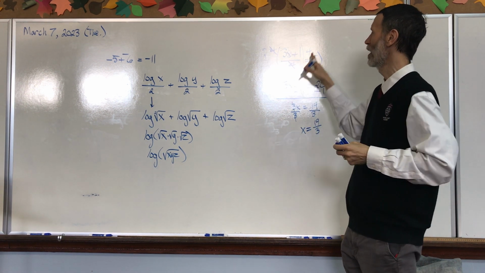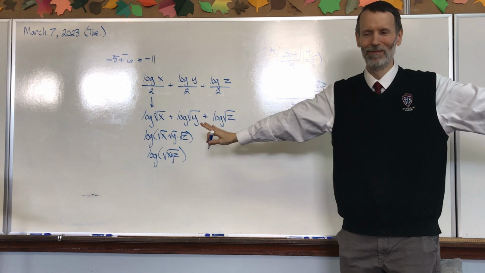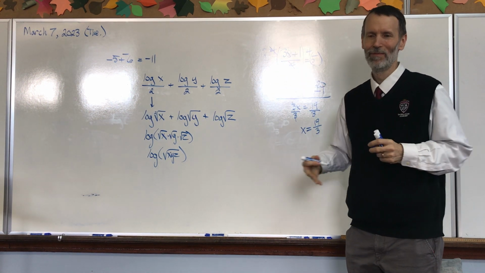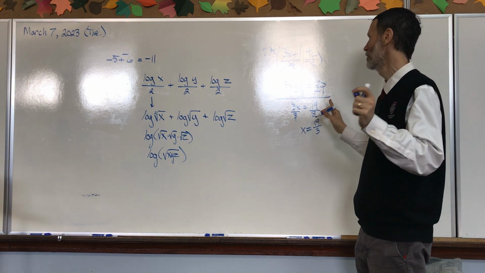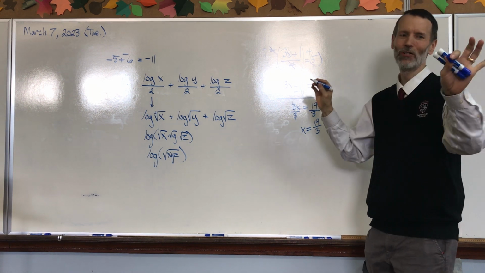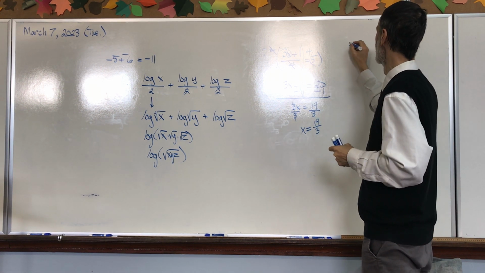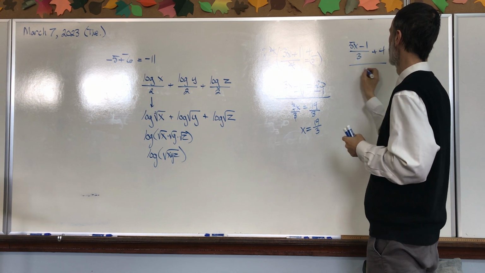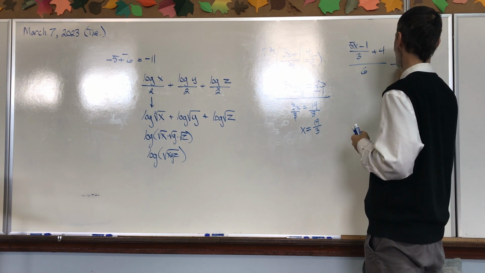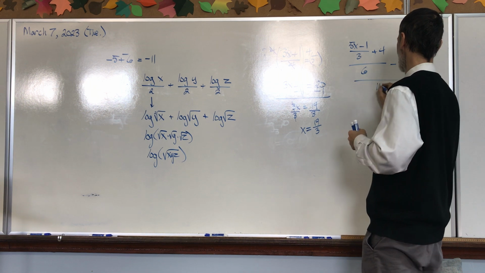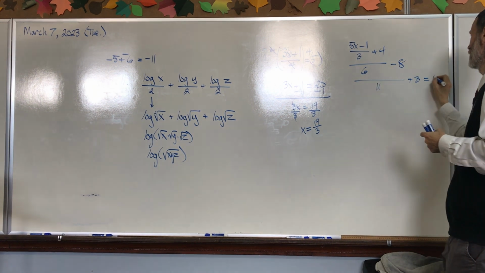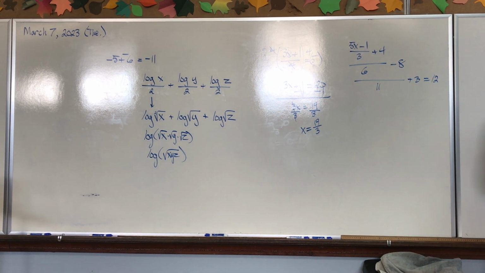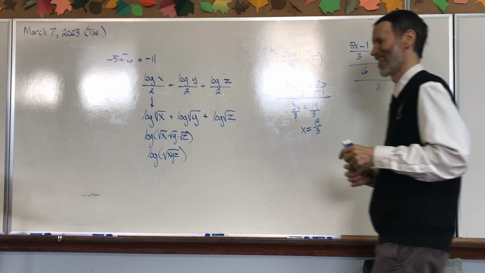I can give you a problem with 19 steps, and this technique still works. I mean, I'm not gonna do it because it takes forever. Like, I'll show you just as an example. 5x minus 1 over 3 plus 4 over 6 minus 8 over 11 plus 3 equals 12. Why are you making life complicated? Life is complicated.